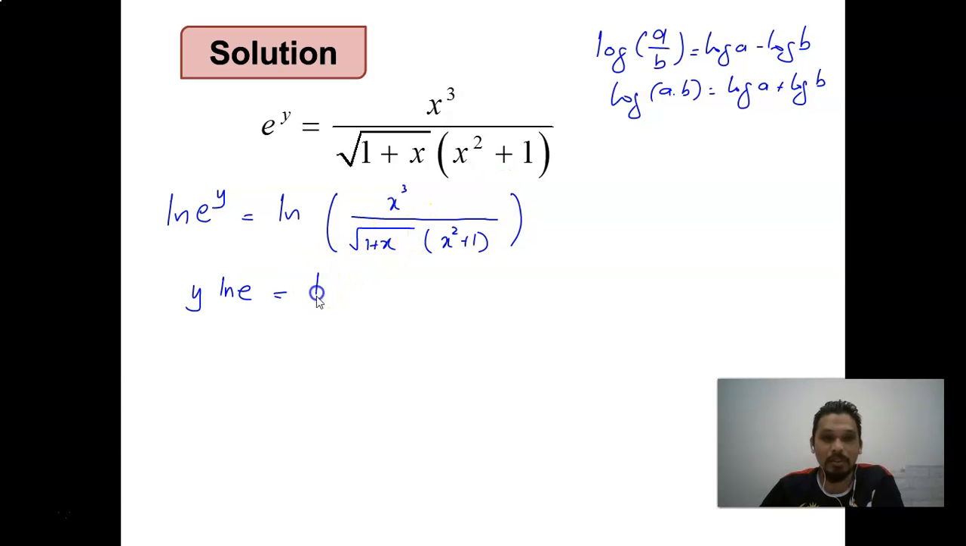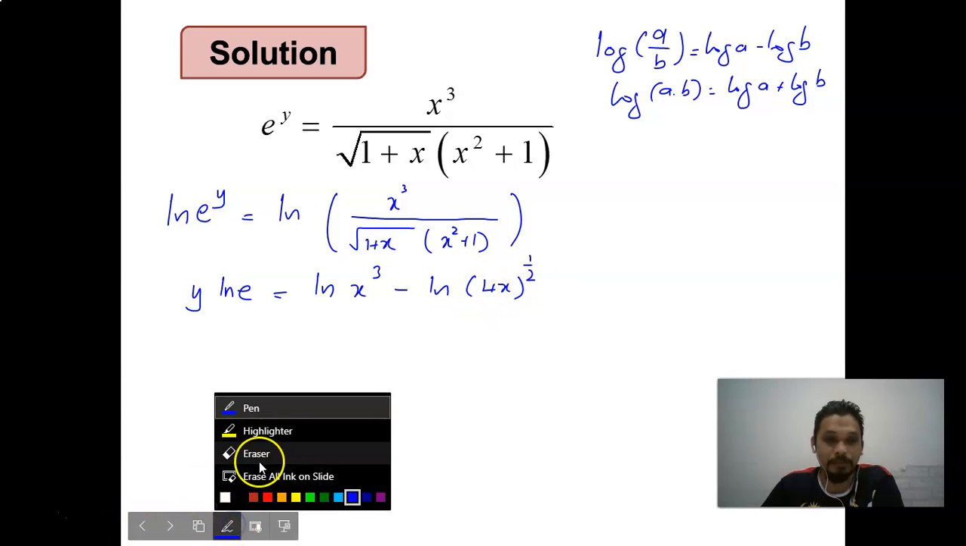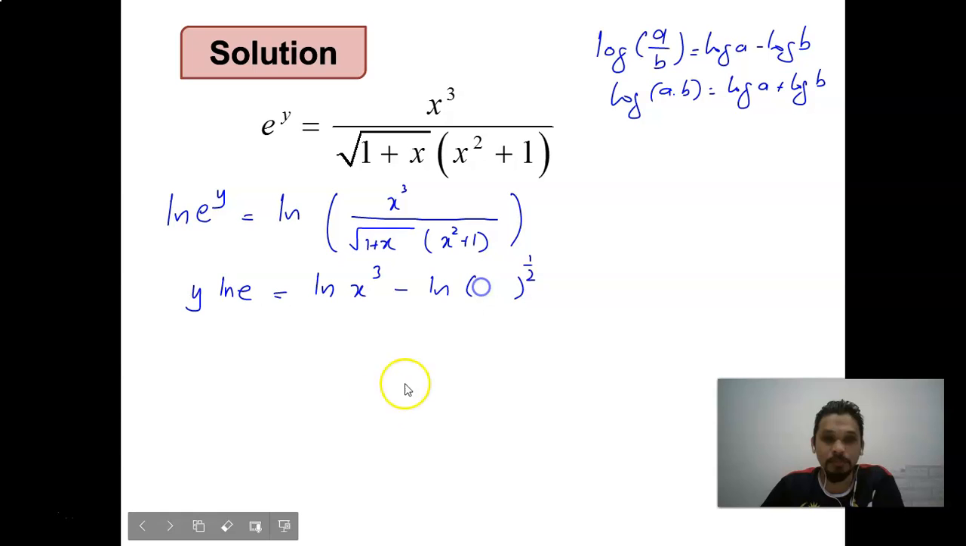So you come out with natural log of x cubed minus, we divide here, minus natural log of 1 plus x. Square root means to the power of half. So 1 plus x to the power of half, and then minus natural log of x squared plus 1.